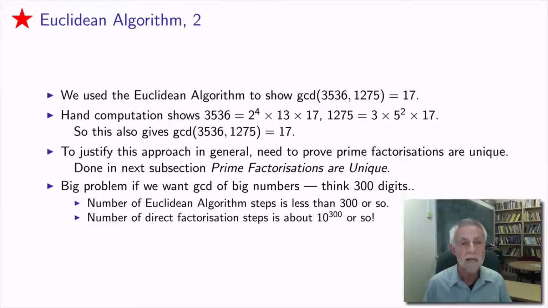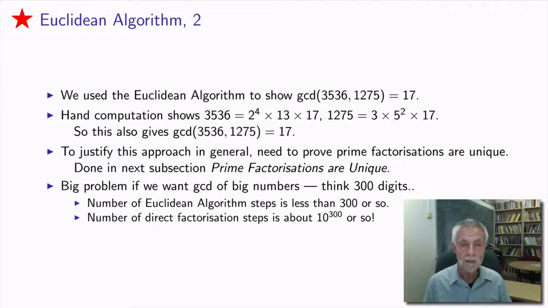Now a few starred comments about the Euclidean algorithm. We just showed that the Euclidean algorithm gave that the greatest common divisor of 3536 and 1275 was 17. If you compute the factors of 3536 by hand, you'll end up with the prime factors 2 to the 4th times 13 times 17. And if you compute the prime factors of 1275 by hand, just keep factorising, then you'll end up with 3 by 5 squared by 17.